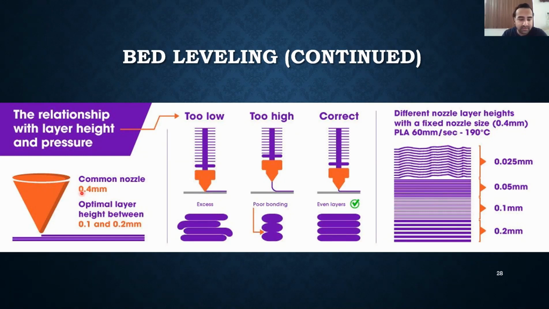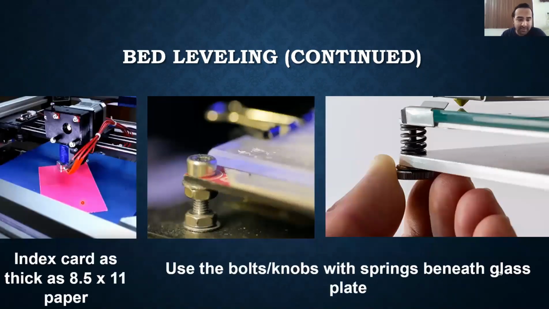So if you're using the common 0.4 millimeter nozzle that usually comes with most printers, you want the head of your printer to be about 0.1 to 0.2 millimeters above the surface. So how do you go about doing this? Well, some of the fancy printers nowadays have an auto bed leveling feature. If yours has that, congrats to you. Just use that, and you pretty much don't have to worry about this.